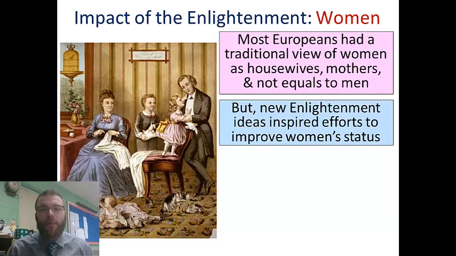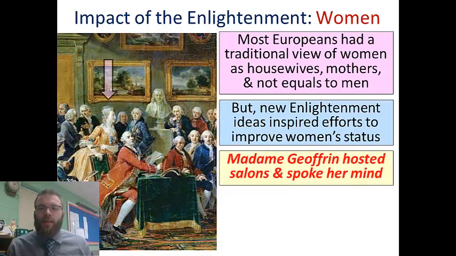The Enlightenment's not only men in the Enlightenment, but also significant women in the Enlightenment tried to improve the status of women. Madame Geoffrin hosted salons. You can see her in this picture here. She spoke her mind openly. Okay, this was not an arena where women could not speak. Remember, they're all about liberty, freedom, rights of individuals. Okay, not just rights of these old white men with wigs.